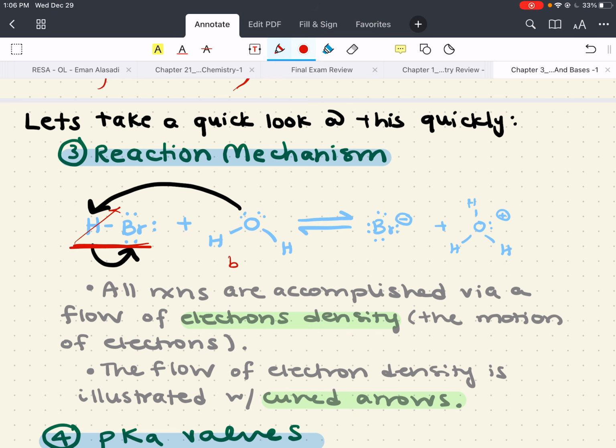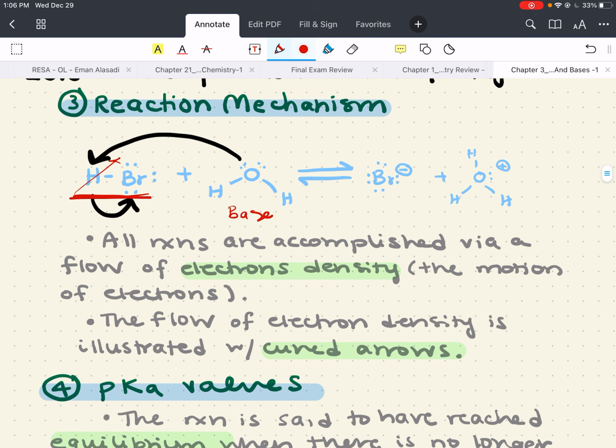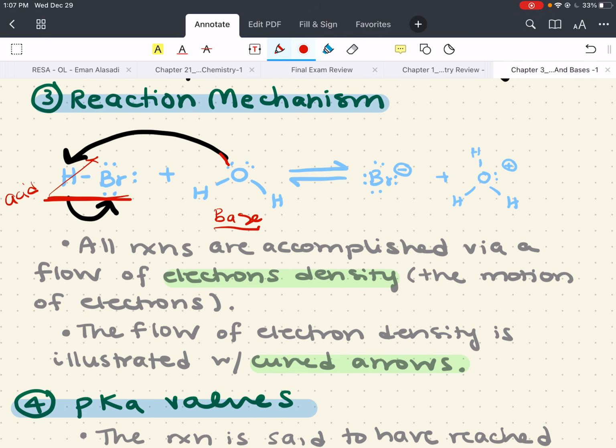And so in this reaction, your water is actually going to be a base. And we're going to illustrate this reaction mechanism since we know this is our acid and we know that this is our base, and our base is going to gain a hydrogen. The reaction mechanism is that this water is going to take the hydrogen from this molecule.